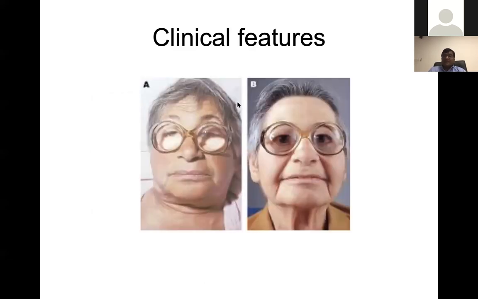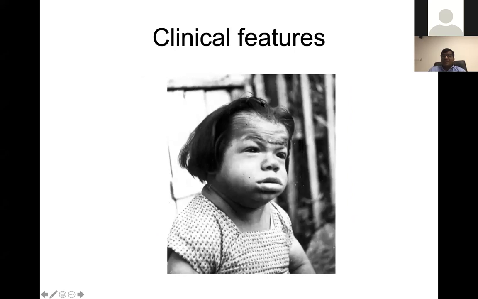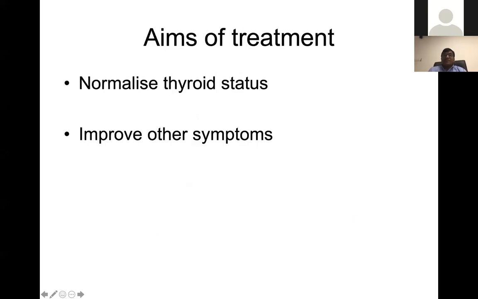Sometimes you will appreciate the effect after treating the hypothyroidism. You see how many people you might see like this, but you might not think of doing a thyroid test, yet see the difference that you can get when you treat such people. This is congenital hypothyroidism leading to cretinism. So the aims of treatment of hypothyroidism are to normalize thyroid status and to improve the symptoms.